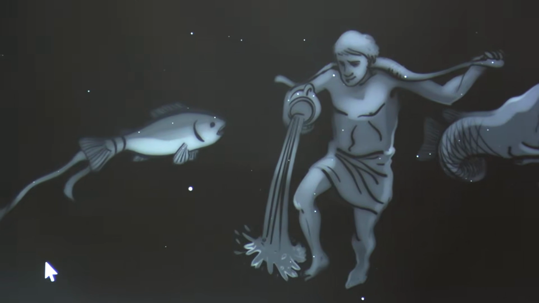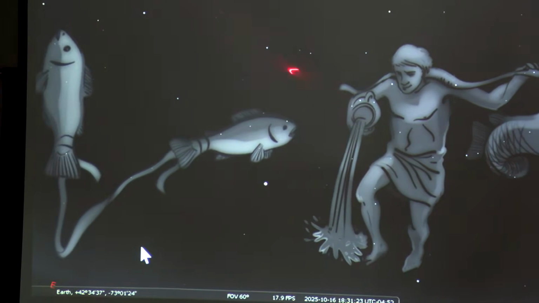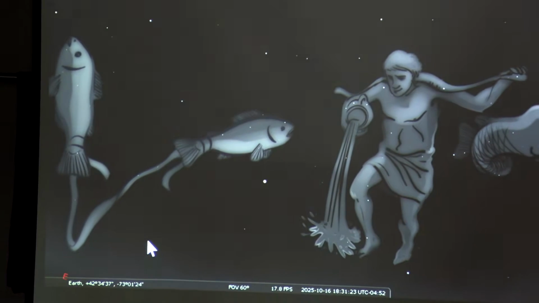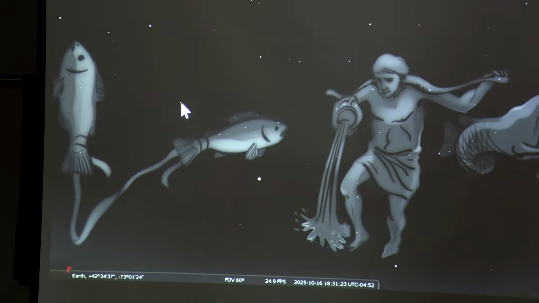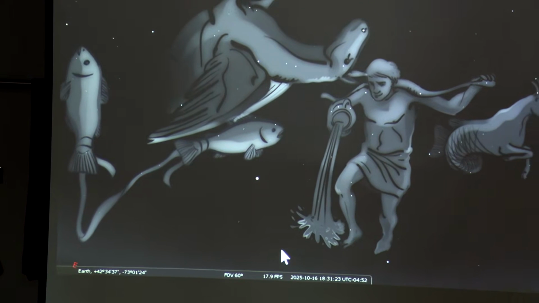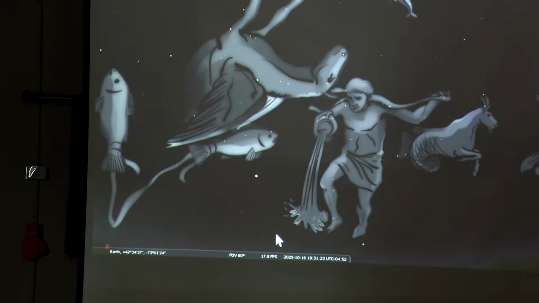We do have one fairly bright set of stars, though, there's a square up in this area. 1, 2, 3, 4. Okay? And that one is Pegasus. Okay, and that's probably the one that you're going to easily find, is Pegasus, the winged horse.